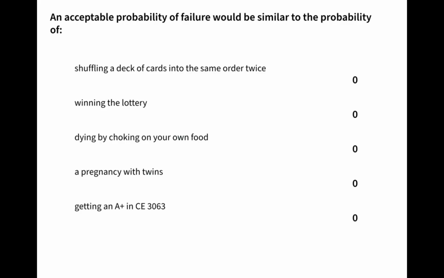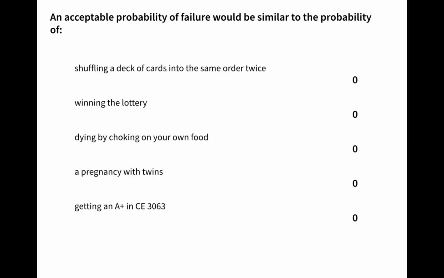Winning the lottery, that's about 1 in 14 million. Dying by choking on your food, 1 in 3,000 people might die by choking on their own food. Pregnancy with twins is 1 in 250, and on average, about 1 in 10 people get an A+ in this course. So in terms of whether or not those things are acceptable, we'll try and put a little bit of sense around it.